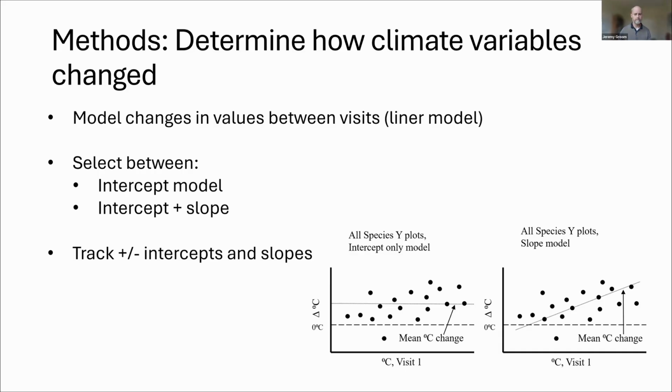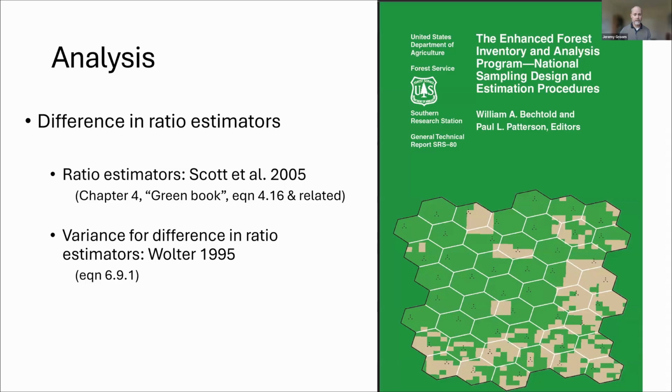So for the analysis, we relied on ratio estimators, well, difference in ratio estimators. For the ratio estimators, we got them from the green book. And then for the variance, we relied on Wolter, and a gnarly variance equation.